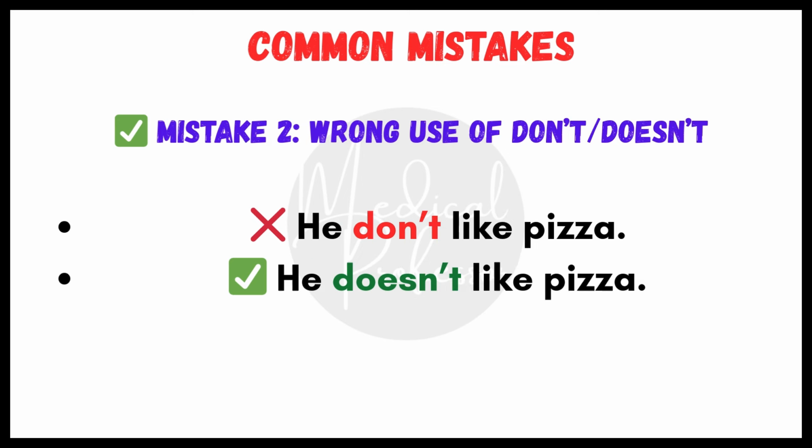Mistake 2. Wrong use of don't and does not. He don't like pizza. This is an incorrect sentence. The correct sentence is he does not like pizza. With he, she, it, we use does not, not do not. And remember, after does not, the verb stays in the base form.